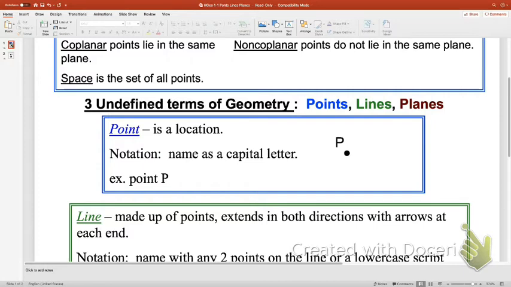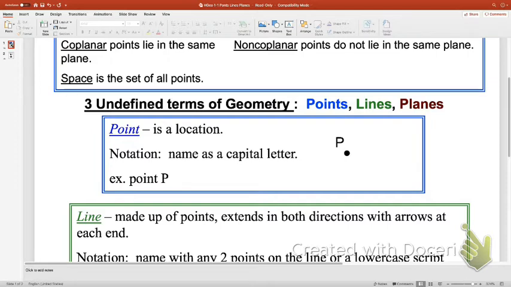So on my notes page, I'm going to put, for the definition of a point, a location with a capital letter. And do you think you can draw point P on your paper? Yeah, I think so. You can handle that? Because there are going to be some things that are a bit more difficult than point P.